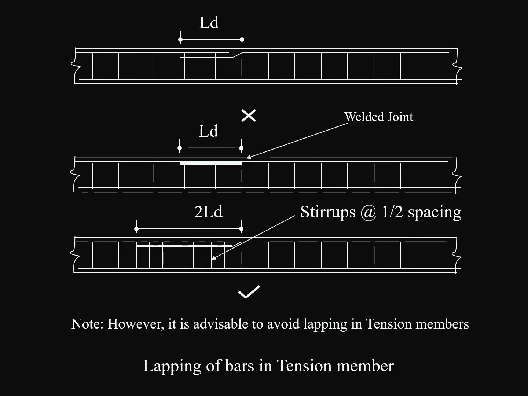Lap length. Lap length is generally not recommended for tension zone. It must be provided in compression. But if it is to be provided in the tension zone, in an inevitable condition, then instead of LD you have to provide 2 LD, that is 2 times the development length. And for that development length, the stirrup spacing should be closer, 1.5 times the usual spacing provided, and it should be minimum 85 mm and maximum spacing 100 mm.